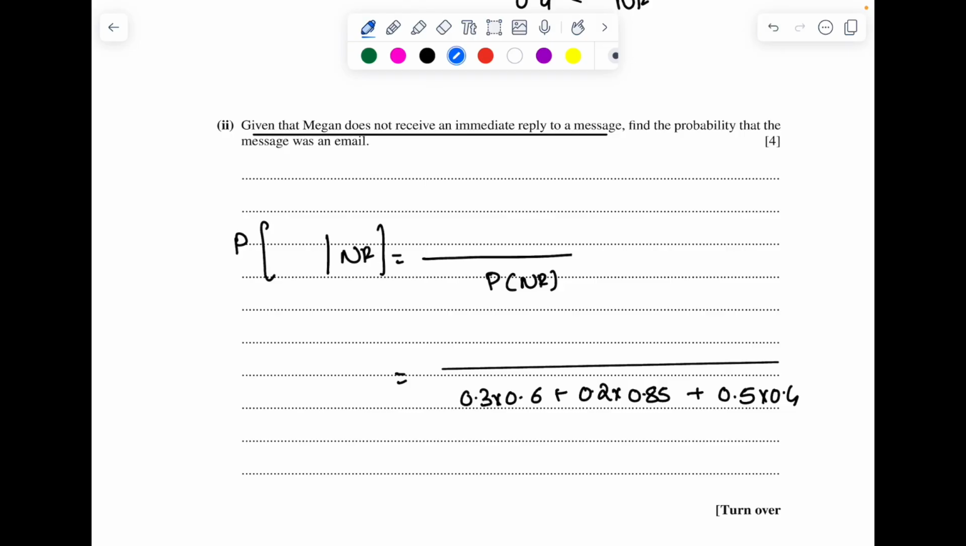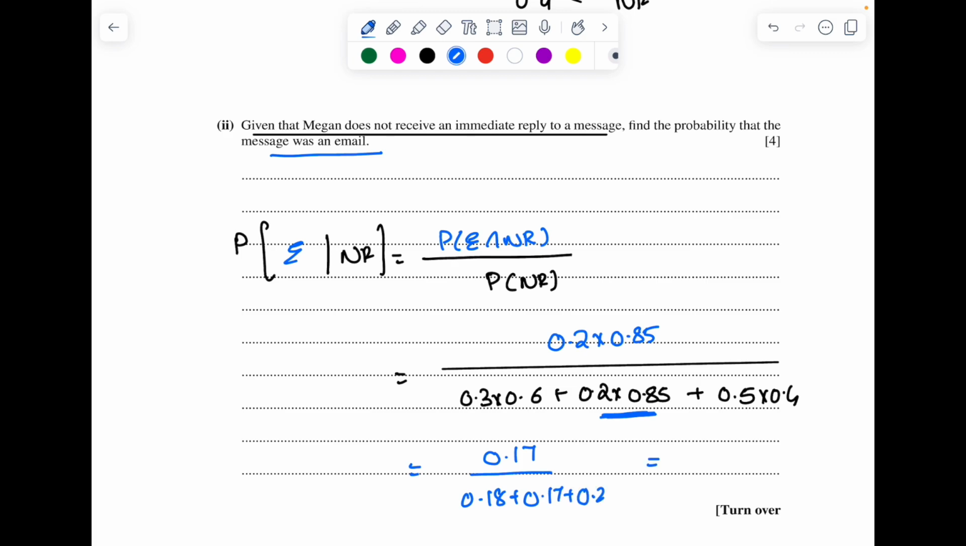Find the probability that the message was an email. So probability of email intersection no reply. Which part is that? The email part is this one. So 0.2 times 0.85, which is 0.17, divided by 0.18 plus 0.17 plus 0.2, which is going to be 0.17 by 0.55, which equals 0.309.